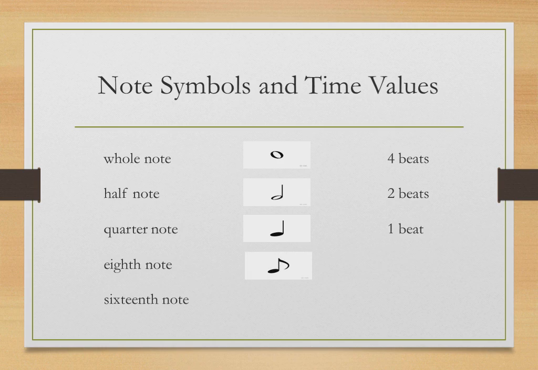The symbol of eighth note is like a shaded oval with a straight stem and 1 flag. Its time value is 1/2 bit. The symbol of 16th note is like a shaded oval with a straight stem and 2 flags. Its time value is 1/4 bit.